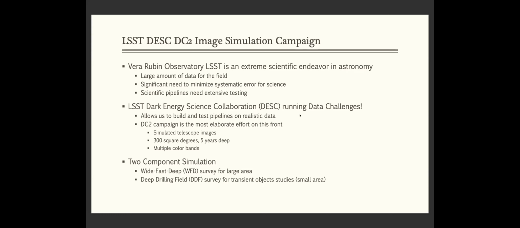And so the DC2 image simulation campaign is the most elaborate effort we've made on the front of simulating telescope quality images. It's a 300 square degree area of sky for 5 years of survey depth, covering multiple color bands, with both a wide, fast, deep field survey component, which is basically just the entire night sky every 3 nights that I was talking about, except for a small area of that. And a deep drilling field component, which covers transient objects like supernovae, quasars, that sort of thing that you need to hit many, many times over the year to get good science out of it.